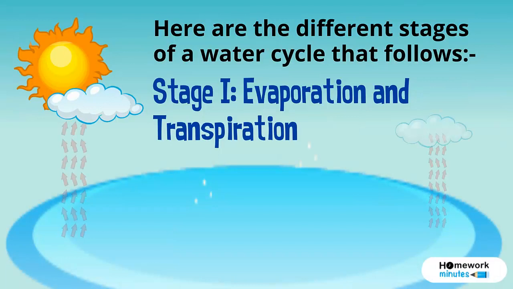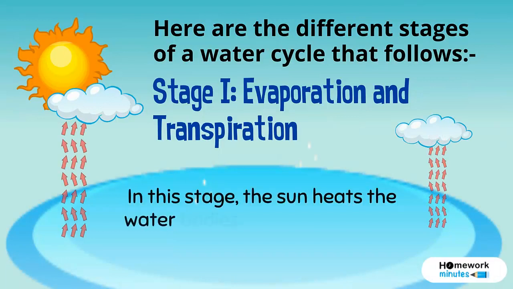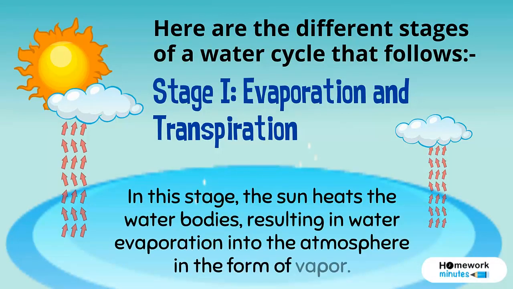Stage 1, Evaporation and Transpiration. In this stage, the sun heats the water bodies, resulting in water evaporation into the atmosphere in the form of vapor.